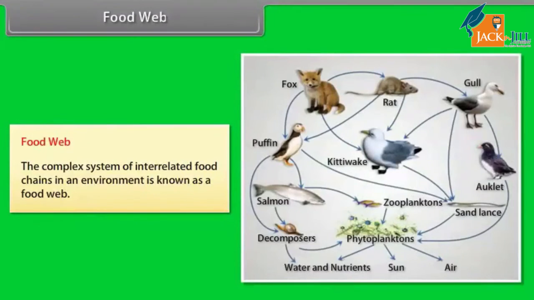Food web. The complex system of interrelated food chains in an environment is known as food web.